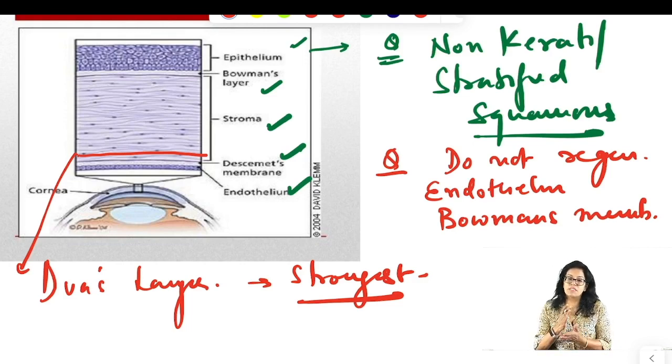But yes, our first answer will be endothelium. Then Bowman's membrane. What regenerates? Epithelium regenerates, right? Epithelium will regenerate from where? From the limbal stem cells and some part of the Descemet's membrane.